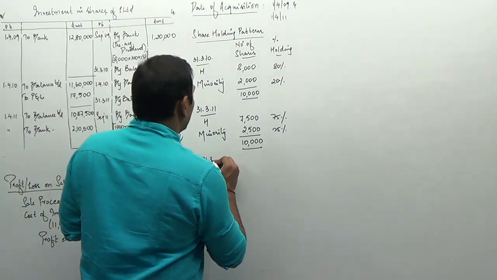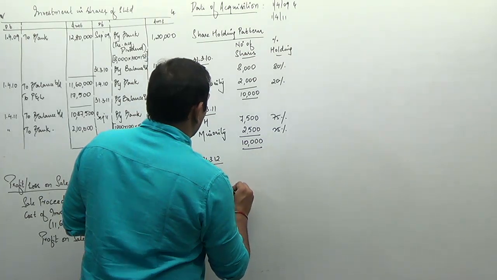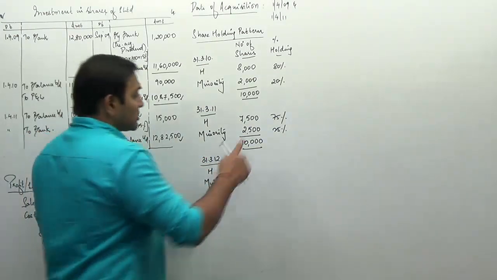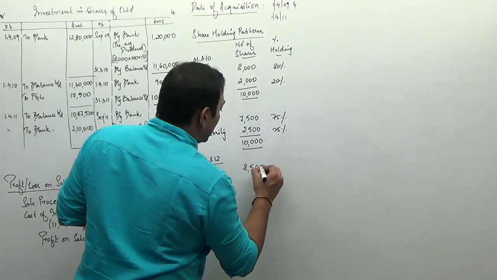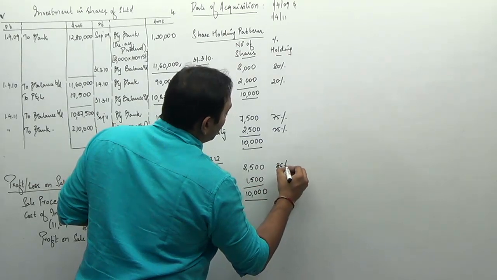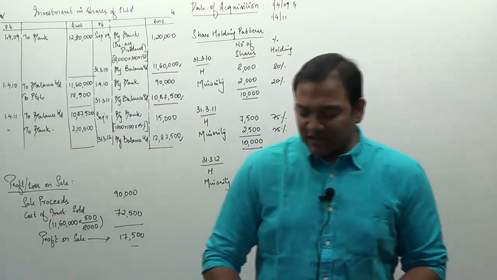Come to the last year then. On 31st March 2012, after I sold 1000 shares, again I purchased 1000 shares. So 7500 will now become 8500, minority holds 1500, total number of shares being 10,000. My shareholding pattern at the end of the year is 85-15.